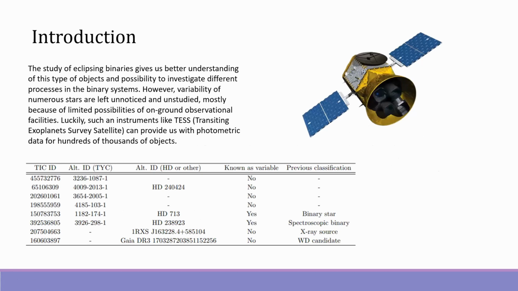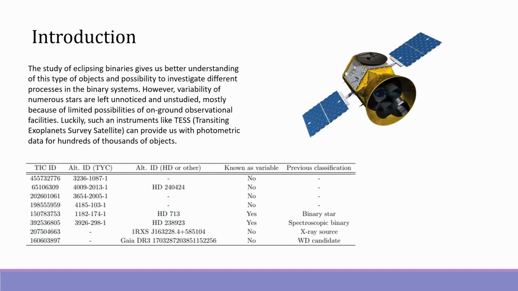The study of eclipsing binaries gives us a better understanding of this type of object and the possibility to investigate different processes in binary systems. However, the variability of numerous stars is left unnoticed and unstudied, mostly because of the limited possibilities of on-ground observational facilities. Luckily, instruments like TESS, the Transiting Exoplanet Survey Satellite, can provide us with photometric data for hundreds of thousands of objects. This data has a much higher signal-to-noise ratio and could be used in the study of various objects.